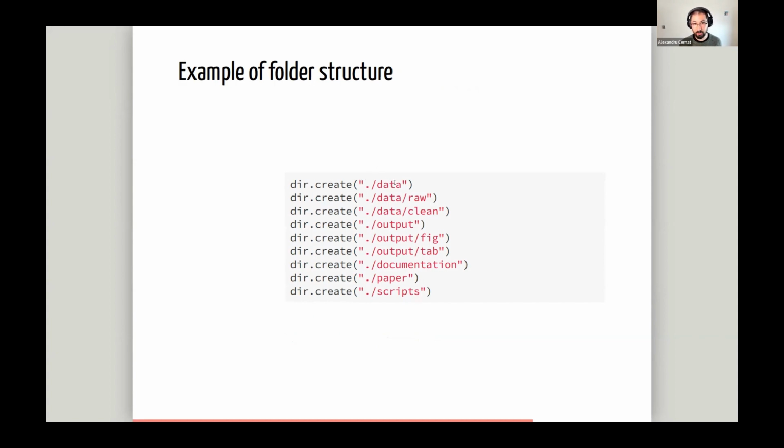So first I create a folder called data, and then a subfolder called raw, and then one called clean. I'll put the raw data in the raw folder, and any clean data I create, I'll put in the clean folder. And then an output folder, and normally I have figures and tables separately, but depending on how many you have, you can have other subfolders as well, or have none. Then if you have any documentation, you can have a special folder for that. If you have a paper or report, you can put that there. And if you have a script or multiple scripts, you can put them again in a different folder.